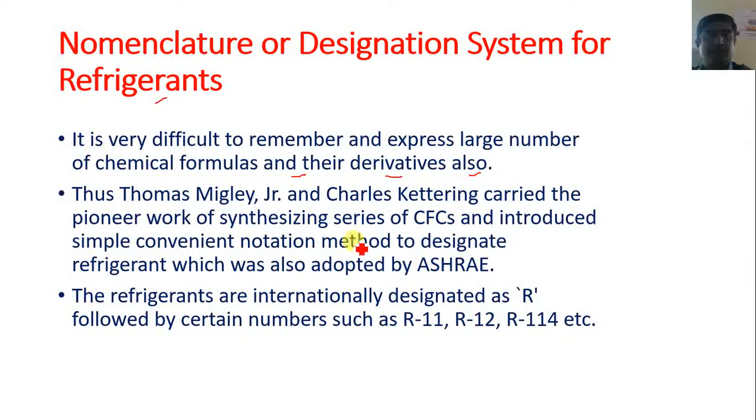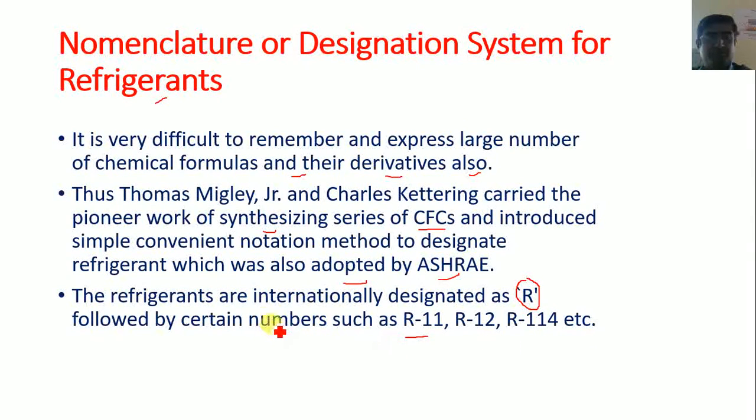Thus Thomas Midgley Jr. and Charles Kettering, who carried out the pioneering work of synthesizing a series of chlorofluorocarbons, or CFCs, introduced a simple, convenient notation method to designate the refrigerants, which was also adopted by ASHRAE. First of all, the refrigerants are internationally designated as R. In the symbol, R is written first, followed by certain numbers such as R11, R12, R114, etc.